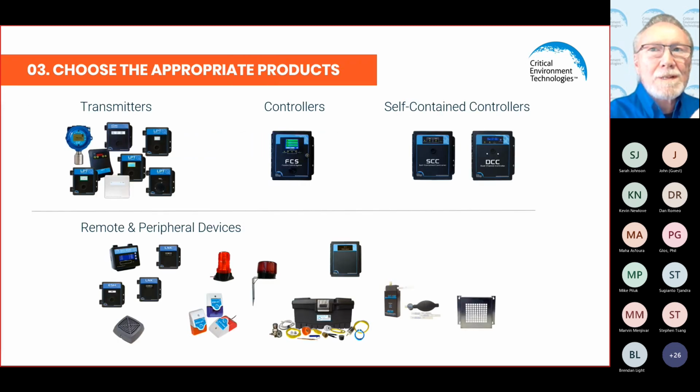So knowing all that, the first step and the second step of that three-step process allows for the selection of the appropriate products, whether it be transmitters, sensor transmitters deployed throughout the space that you're trying to monitor, or whether or not it's control points, or whether or not the area is small enough that you can use a completely self-contained sensor transmitter and ventilation control type system like you see on the top right corner of your screen.